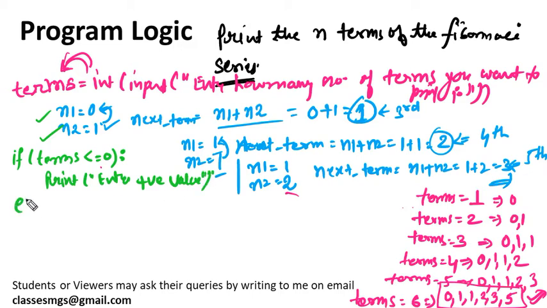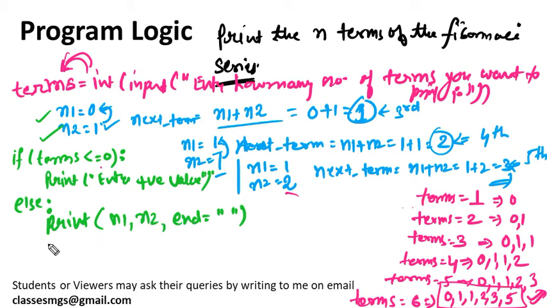And in the else case, what we need to do is print, because the first two terms of the Fibonacci series are fixed, 0 and 1, so you need not worry about these. n1 and n2 are the fixed terms, and you can print them if you want. If you print n1 comma n2, it will print without any space, and not in the same line, it will print in different lines.